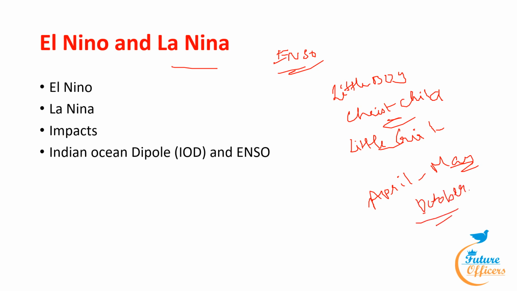So with a favorable IOD, winds over the Indian Ocean blow from east to west, from the Bay of Bengal towards the Arabian Sea. This results in the Arabian Sea being much warmer and the eastern Indian Ocean around Indonesia becoming colder and dry. In the negative dipole year, the reverse happens, making Indonesia much warmer with increased rainfall. So that's all from the El Nino and La Nina topic.